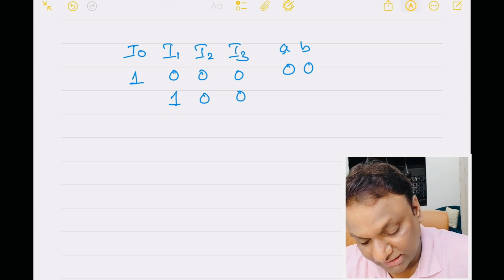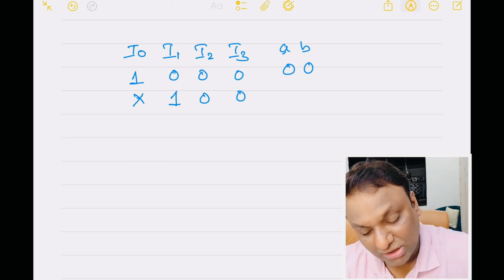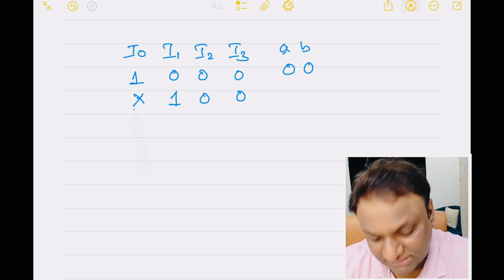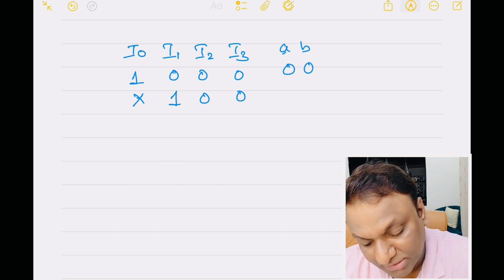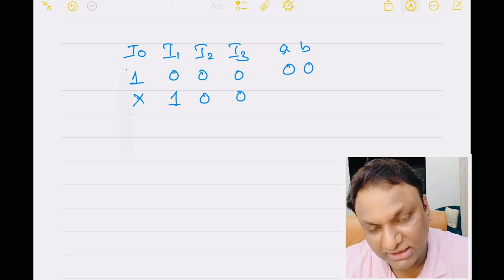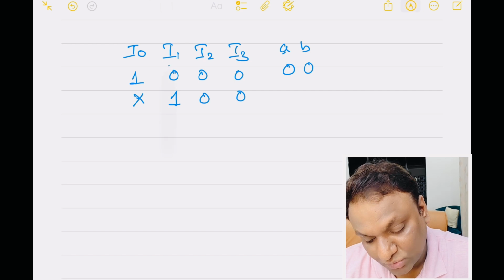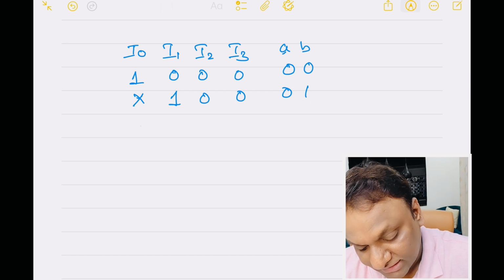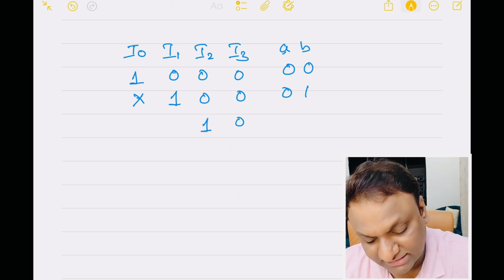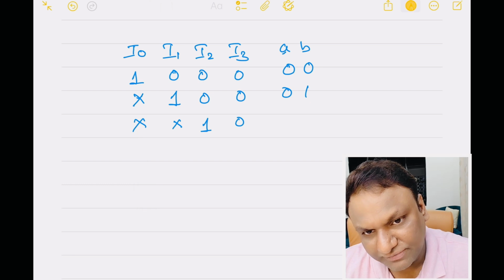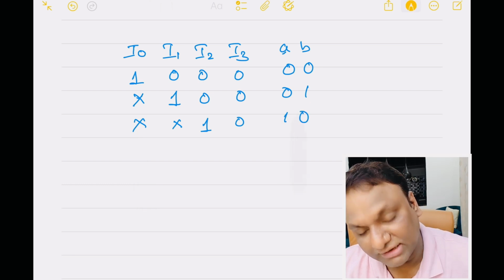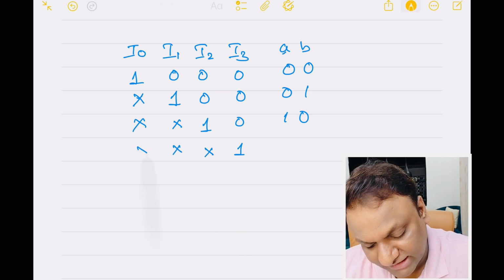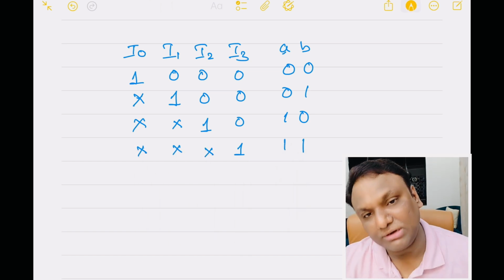If I1 is equal to 1, irrespective of I0, meaning I0 can be 1 or 0, because I1 has more priority than I0, then my output will be equal to 0 1. Similarly, if I2 is equal to 1 and I3 is equal to 0, then irrespective of I1 and I0, my output will always be equal to 1 0. If I3 is equal to 1, irrespective of I0, I1 and I2, then the output will be equal to 1 1.